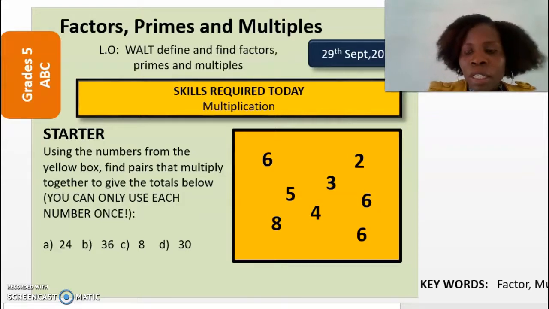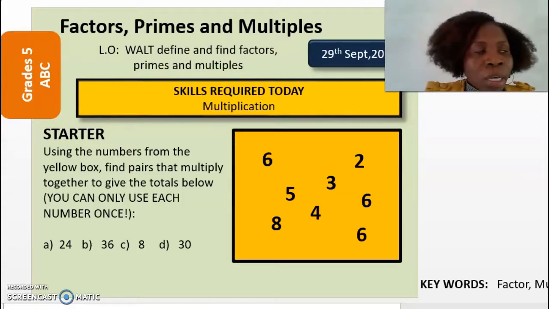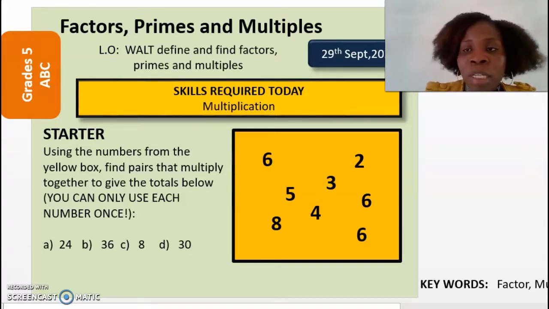So yesterday we were learning about odd and even numbers, and we said that an odd number is a number that cannot be divided by 2 completely. If you divide an odd number by 2, you'll have a remainder. An even number is a number that can be divided by 2 completely without a remainder. So today we want to look into factors, prime numbers, and multiples.